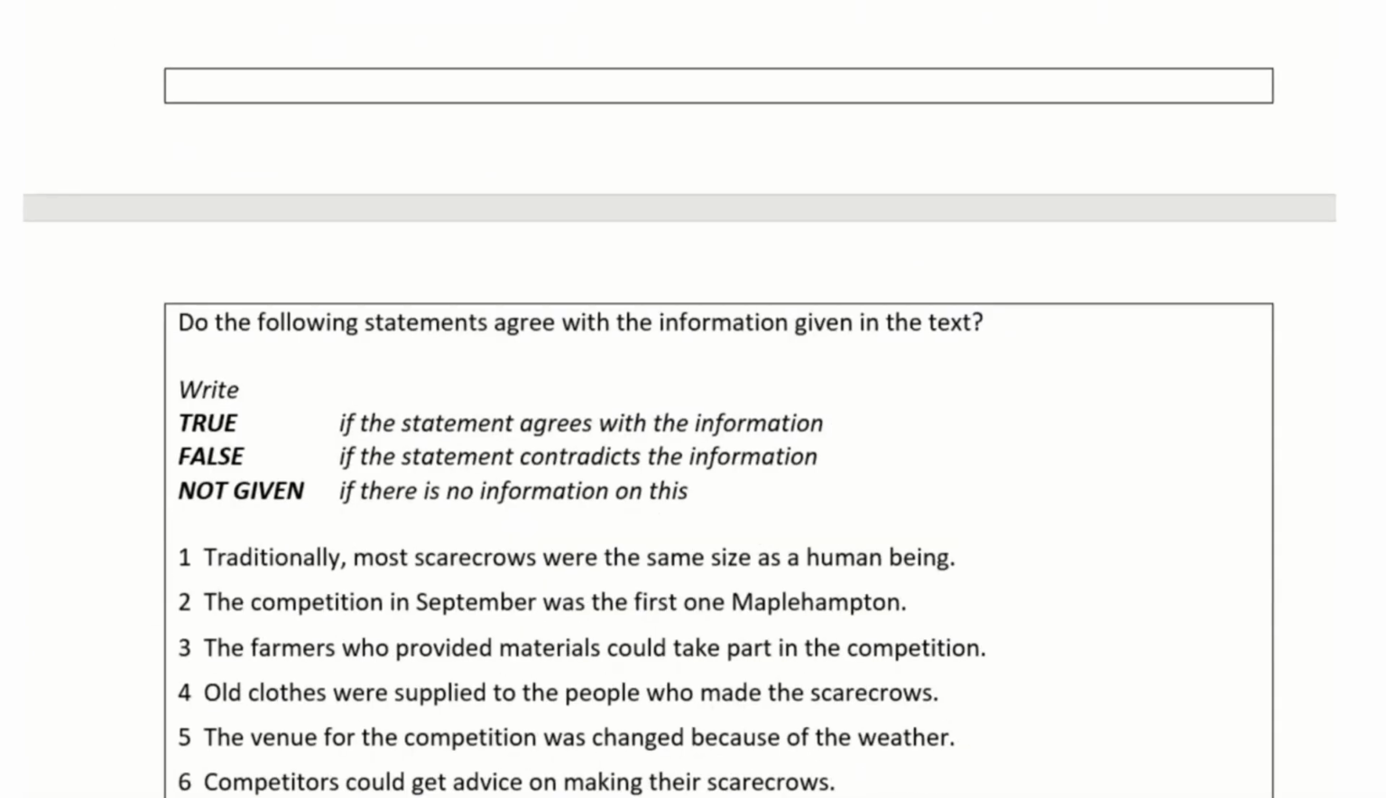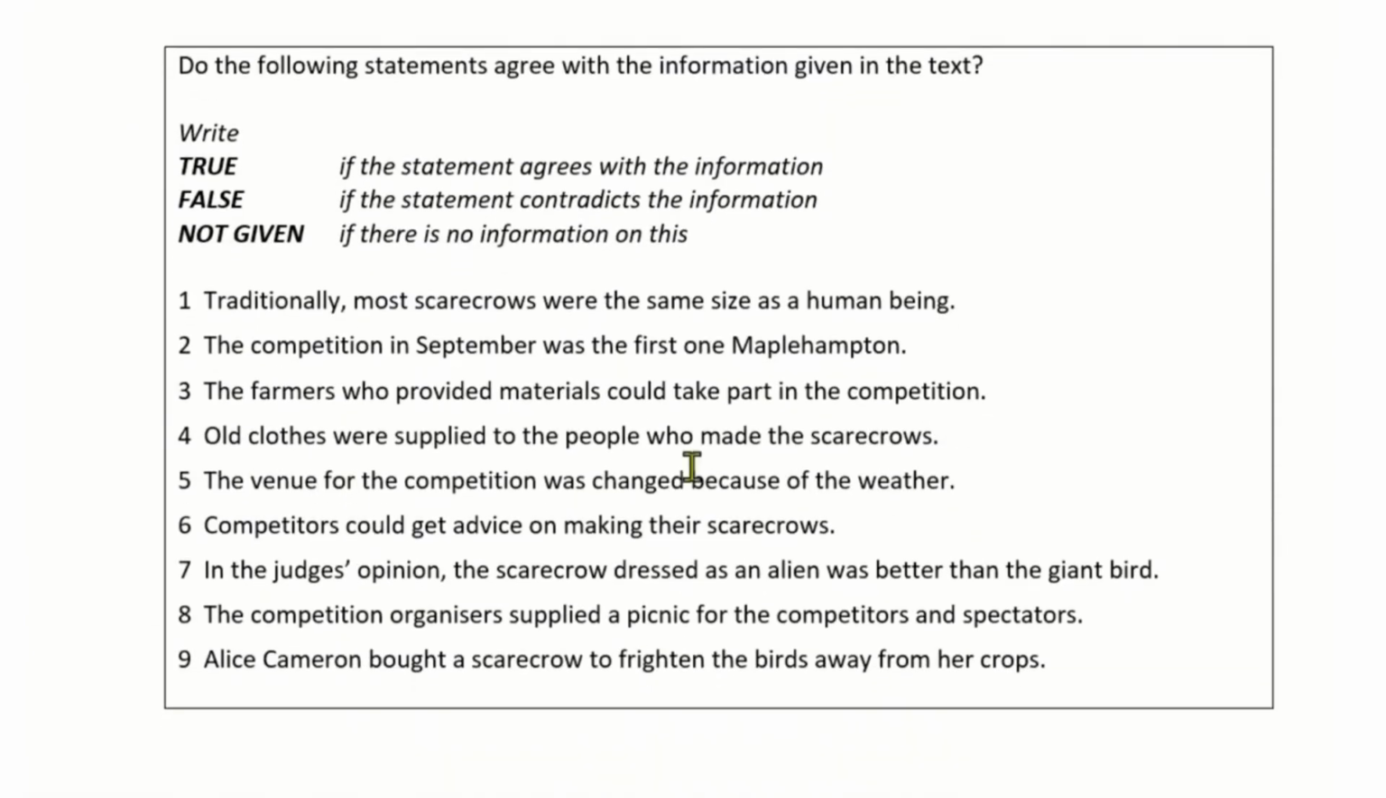And the questions are going to be like this. So it will say, do the following statements agree with the information given in the text? Write true if the statement agrees with the information, write false if the statement contradicts the information, and write not given if there is no information on this. So there you have the questions.